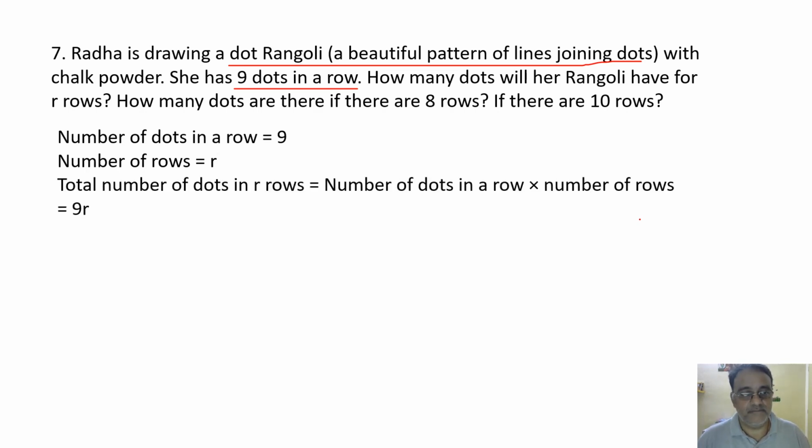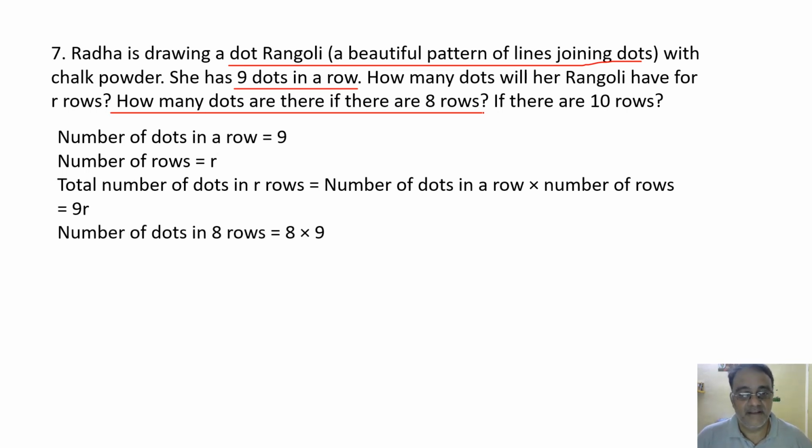ठीक है. Now the next part is there. How many dots are there if there are 8 rows? So 9 into 8, 72. Then if there are 10 rows, then number of dots will be 9 into 10, that is 90. ठीक है, this is the answer. Now we are moving toward question number 8.